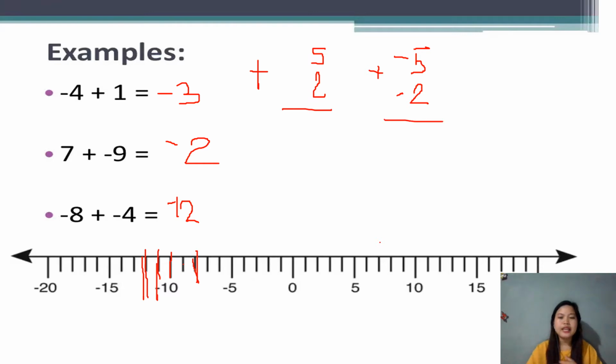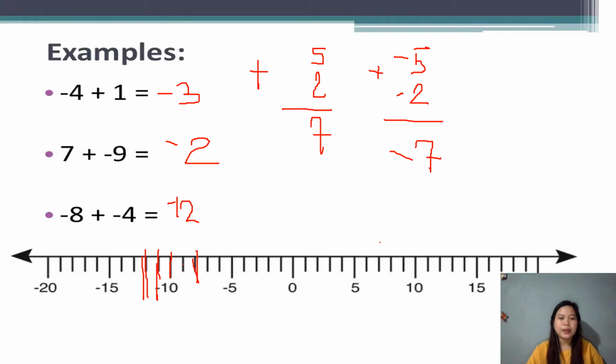Again, in addition we have like signs or unlike signs. For like signs, the two numbers have the same sign. When you see the same sign, what we do is add them. 5 plus 2, that is 7, and we copy the sign. Since they have the same sign, it is still positive. Here, the same sign again: negative 5, negative 2, so both are negative. We add them, 5 plus 2, that is 7, and we copy the sign, negative.